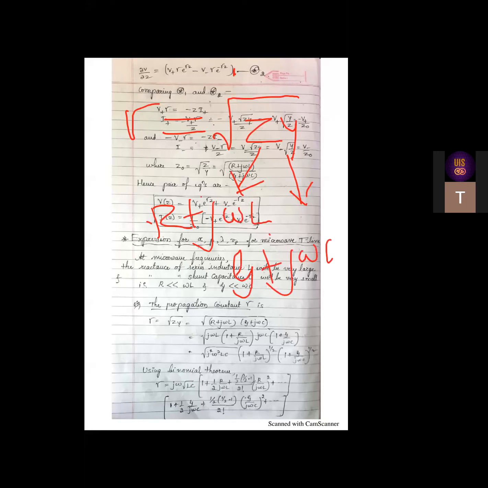While dealing with the transmission line equation solution, we have already defined what gamma is. The propagation constant is given by the square root of ZY. Z is the impedance, Y is the admittance, and Z is R plus j omega L, Y is G plus j omega C. So we have defined this already. Let me start with the gamma equation and do some mathematical simplification.